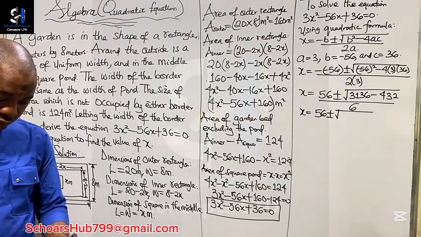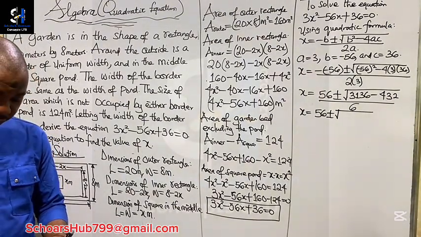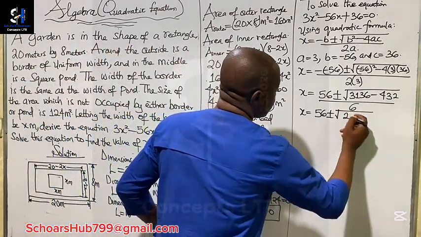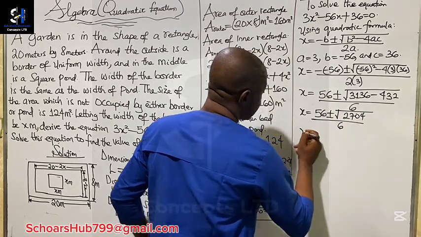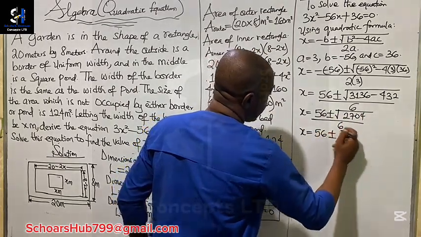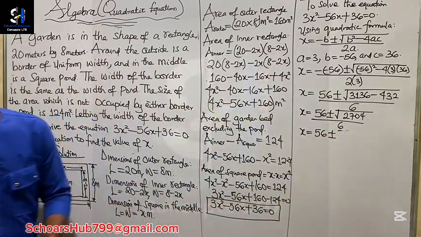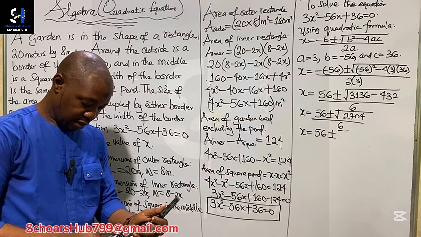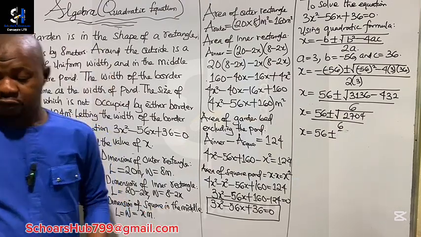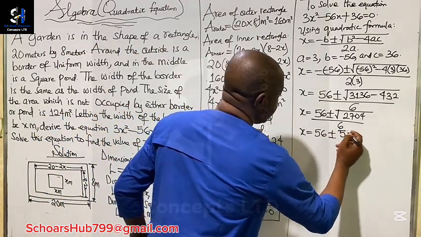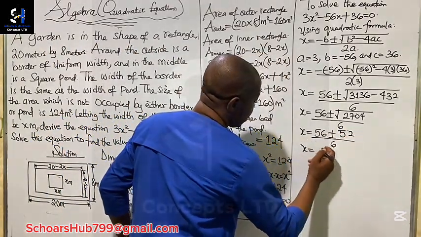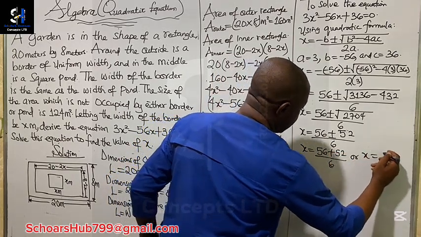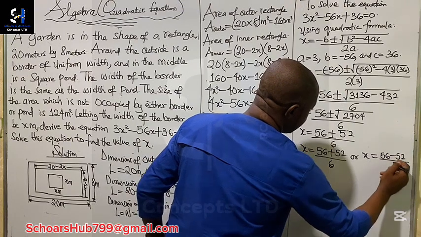3136 minus 432 will be 2704. 2704 over 6. So x will be 56 plus or minus the square root of 2704. The square root of 2704 would be 52. So x will be 56 plus 52 over 6, and x will be 56 minus 52 over 6.